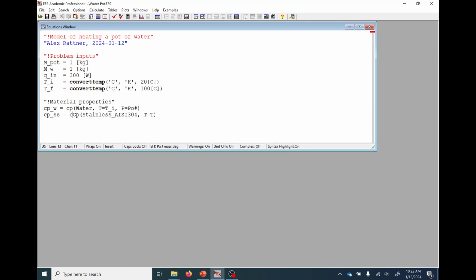Again, we're evaluating this at some temperature, and for the incompressibles and also for some properties of ideal gases in EES, they don't actually need two independent properties. They usually just need one, which is usually temperature as an input. So for stainless steel, this data is just really available as a function of temperature. Okay, so now we've got our material properties in.